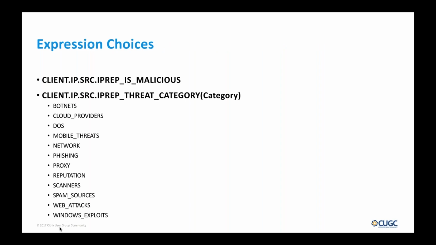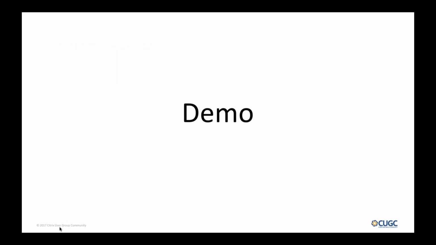You can check whether the client source IP is malicious, or if you want to, you can break that down into these different categories here. So you have multiple categories you can define. You only want to filter out DOS attacks, or you only want to filter out spam, or you can mix and match which of these rules you want to use.